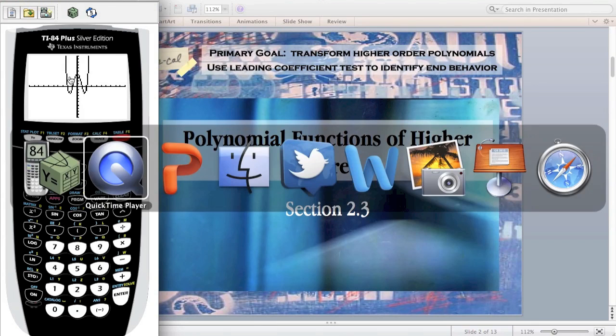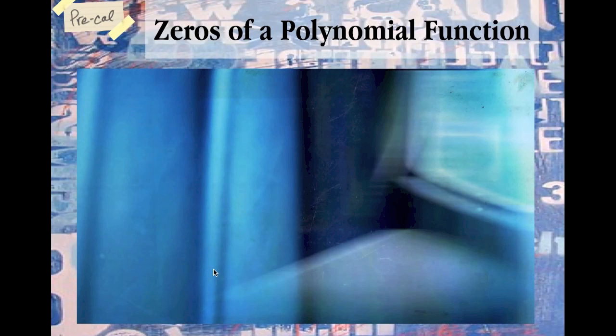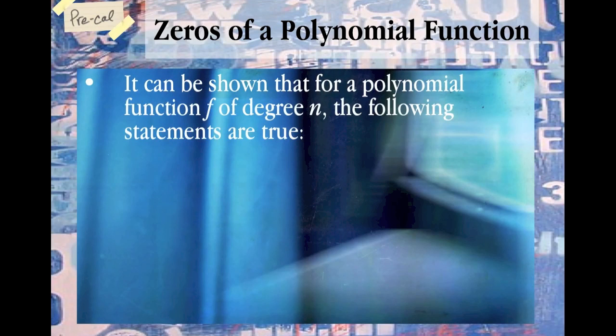And so you can see very clearly that as long as I know the positive and odd, or negative even, those 4 situations, end behavior becomes very simple. Let's go back and talk about zeros of a polynomial. A little bit of definition or vocabulary here.